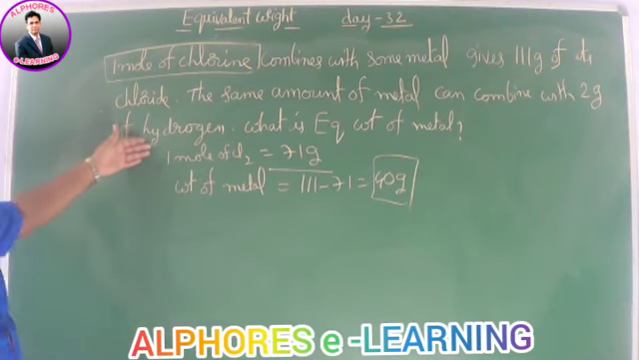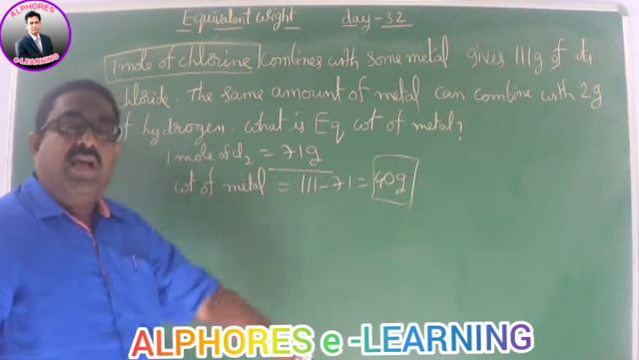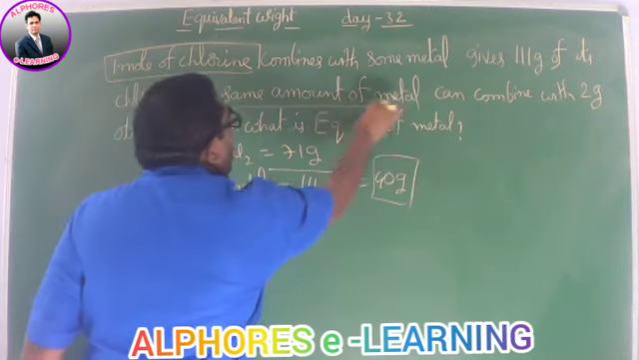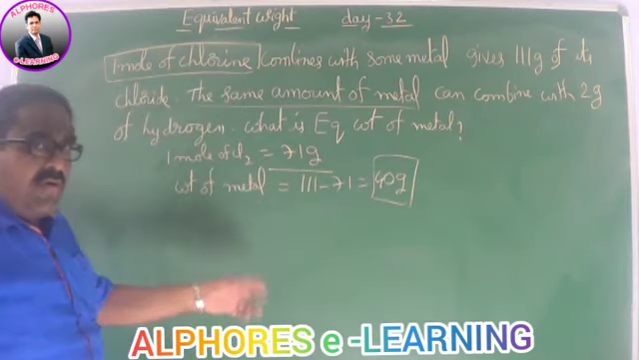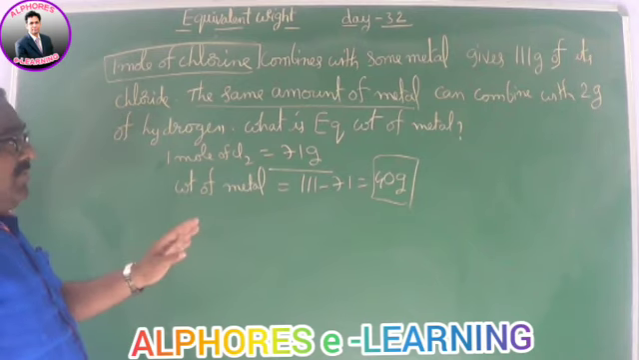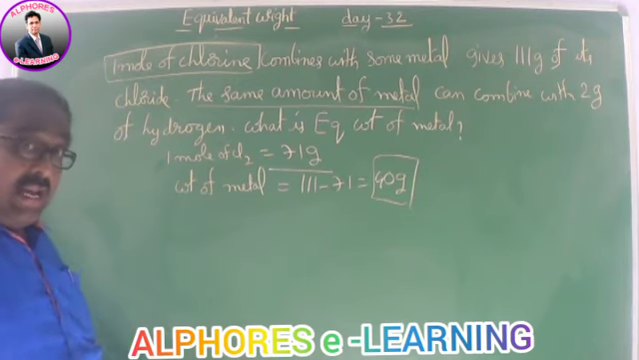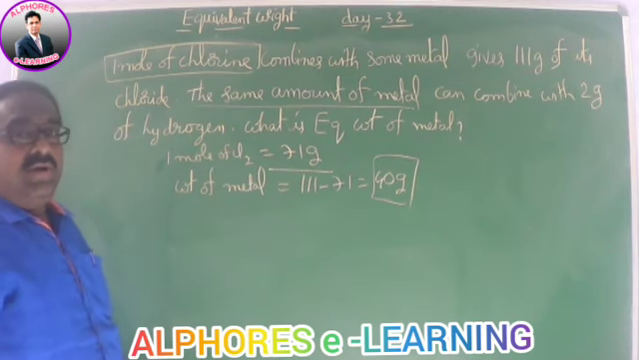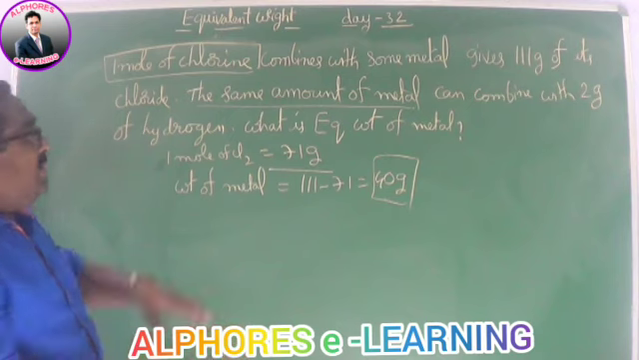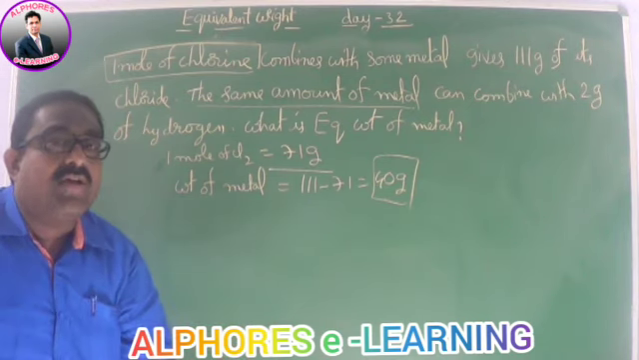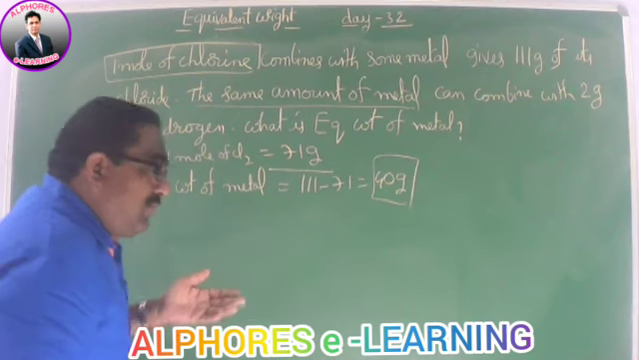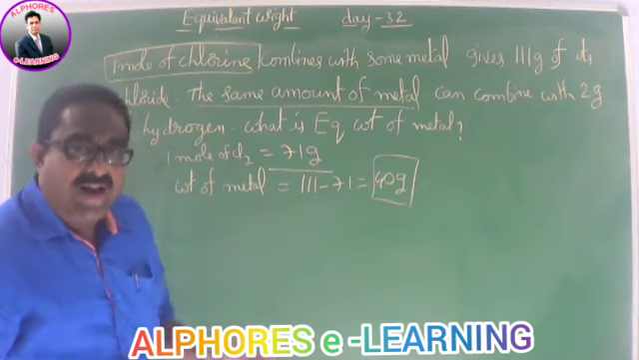Now come to the second data. What exactly is given to estimate the equivalent weight of that metal? The same amount of metal. It means how much amount? That amount I got, 40 grams. The same 40 grams of metal can combine with 2 grams of hydrogen. Now you have to calculate the equivalent weight of the metal. Again, he has set the question from the data to the basic definition of equivalent weight. What is equivalent weight? It is nothing but the weight of an element that combines with 1 gram of hydrogen.